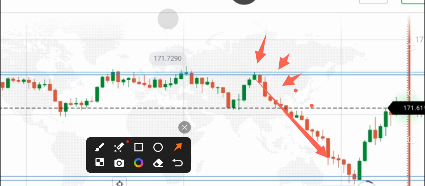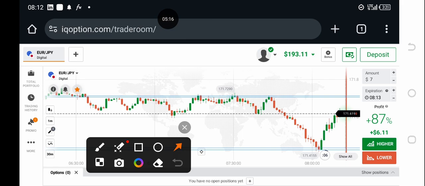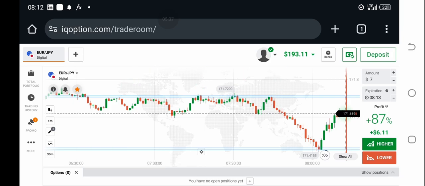So on this chart you can see how many opportunities you have. Let me say you have 1 2 3 4 5 opportunities if you wait patiently. But the moment the market breaks out, you have to leave the chart and wait for another setup. So for this scenario it worked.